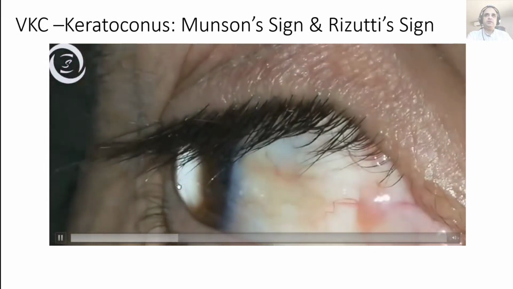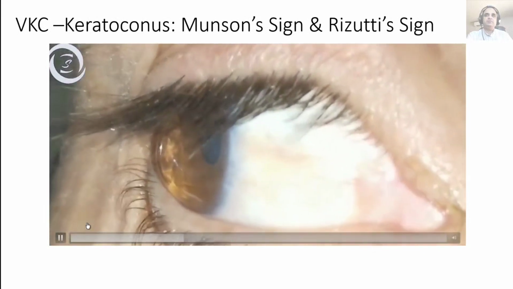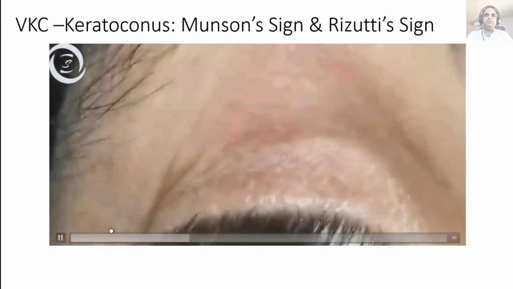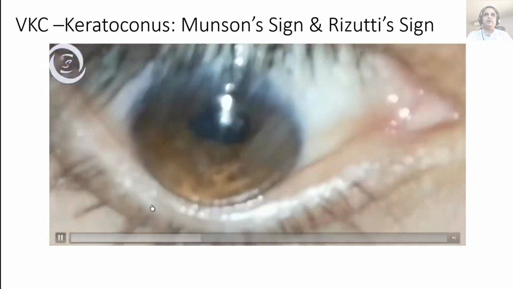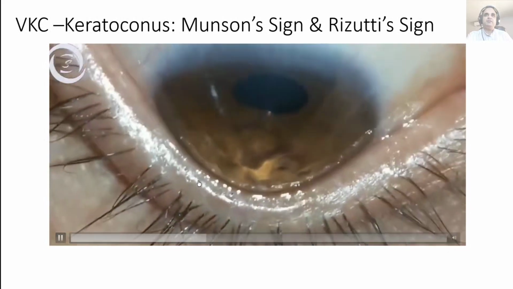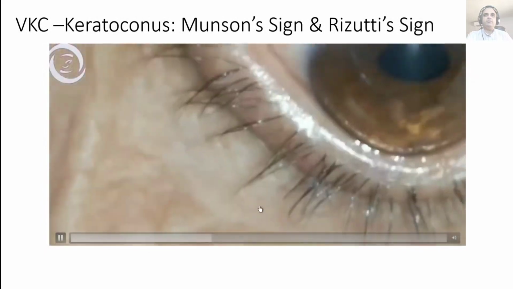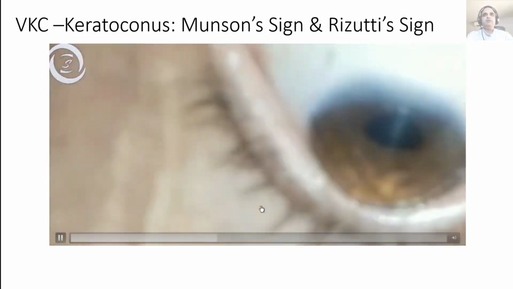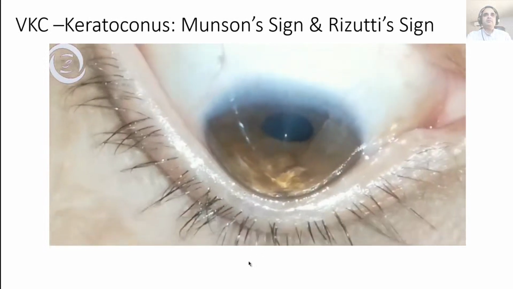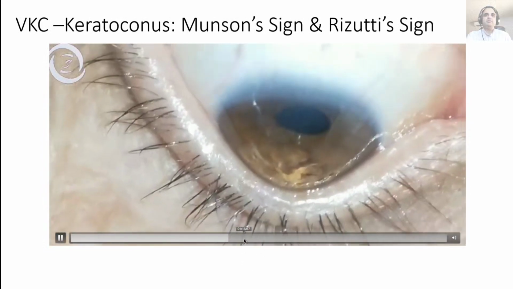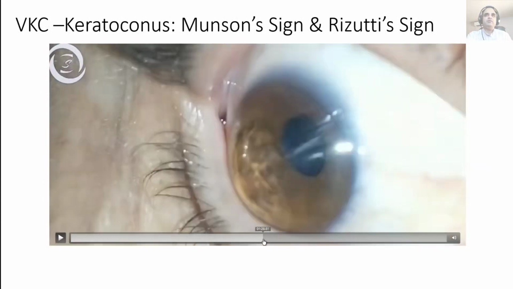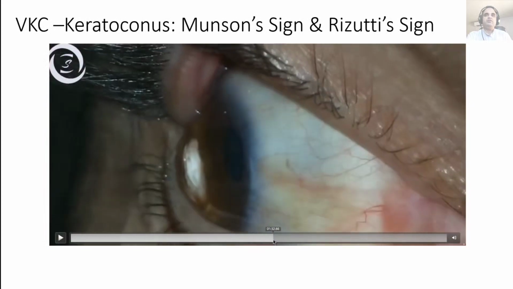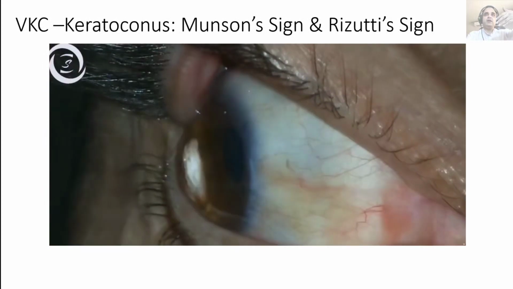So this is the Rizzuti sign in a cross section. You can see the bulge, and it's a pretty obvious keratoconus. You can see the bulge of the cornea. Again, Munson sign. Look how the lid is being protruded, pushed outwards by the cone of the cornea. Very easy to pick up. Let me just forward this. Again, this is the Rizzuti sign. You're seeing the cross section of the arrowhead here.